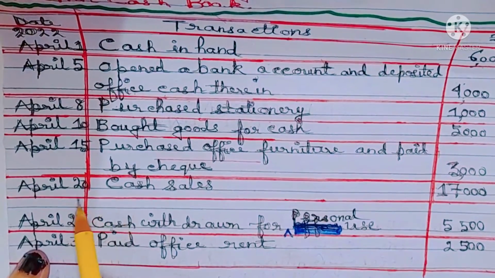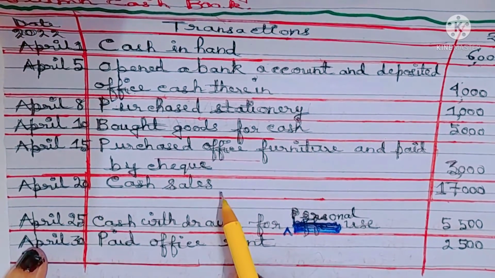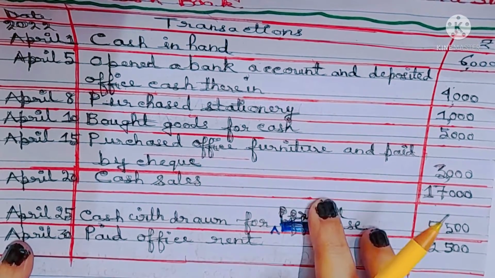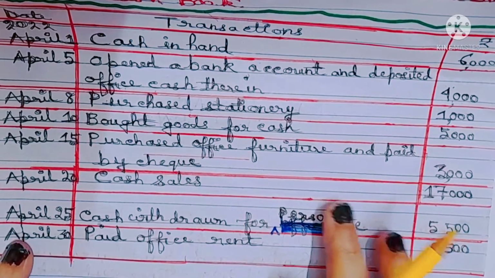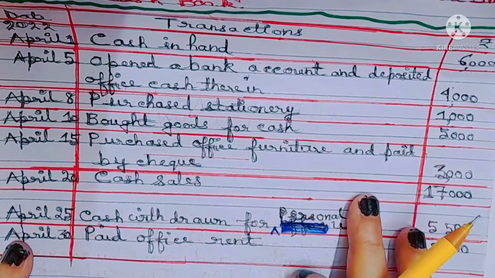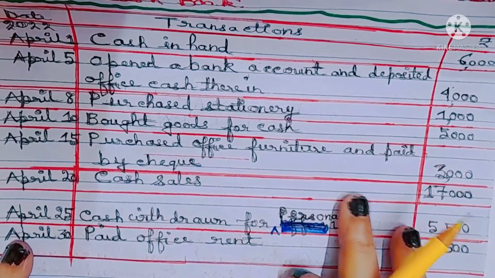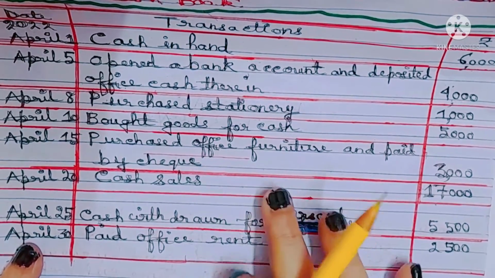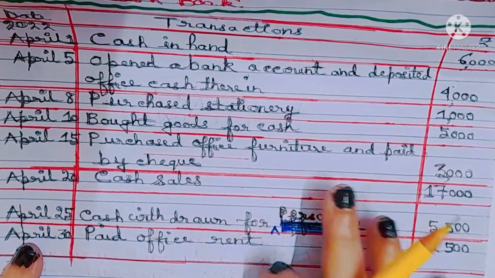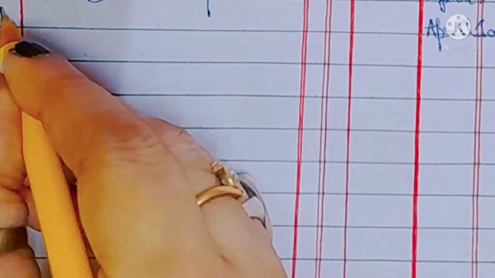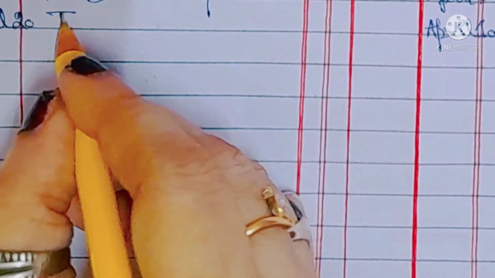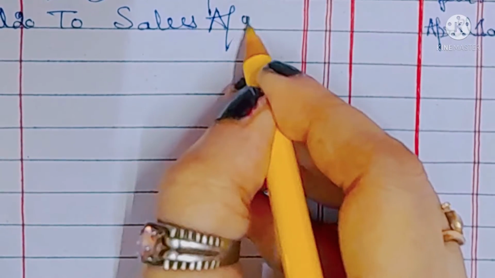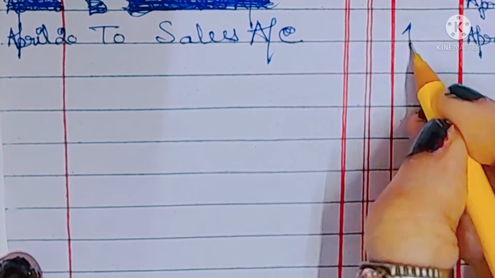The next transaction is on 20th April, cash sales 17,000. So what will be the journal entry? The journal entry will be cash account debit to sales account. What is the position of cash account? Since cash account is on the debit side, sales account will also be on the debit side. So we'll have to write "to sales account" in the cash book on the debit side. Okay, so let's write 20th April, to sales account, 17,000.